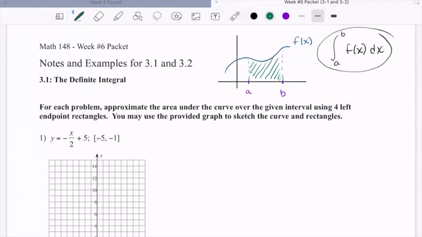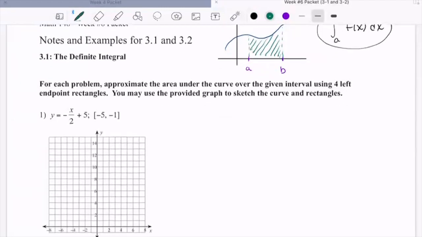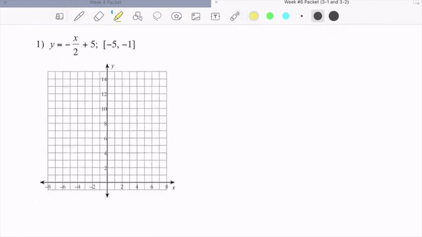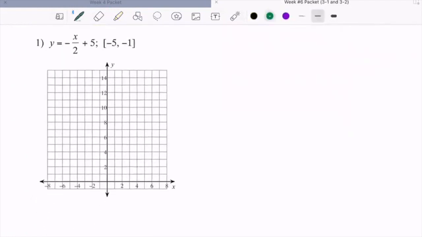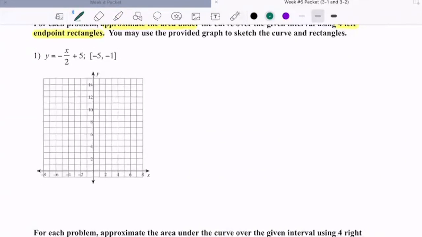So let's get started. We are told here that for each problem, approximate the area under the curve over the given interval using 4 left endpoint rectangles. You may use the provided graph to sketch the curve and rectangles. So let's look at this example together. To get a sense of what's going on, first let's graph our function.